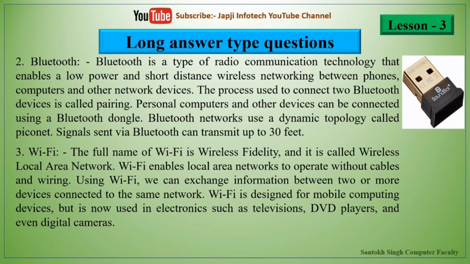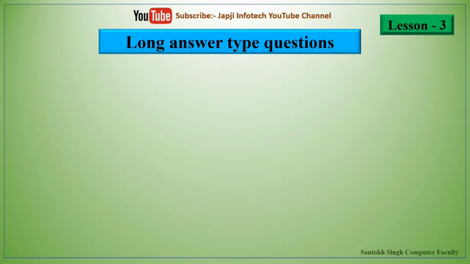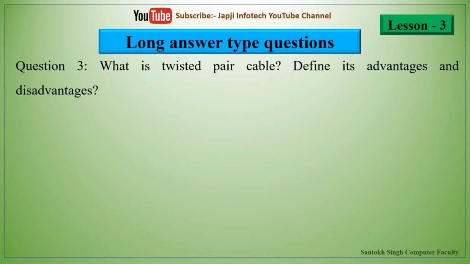And the last one is Wi-Fi. The name of Wi-Fi is wireless fidelity and it is also called wireless local area network. So Wi-Fi enables local area network to operate without cable and wiring. Using Wi-Fi, we can exchange information between two or more devices connected to the same network. Wi-Fi is designed for mobile computing devices but is now used in electronics such as television, DVD player and even digital cameras. So third question is, what is twisted pair cable?